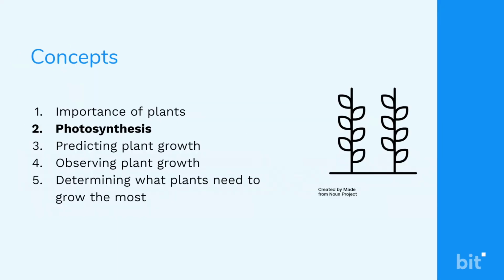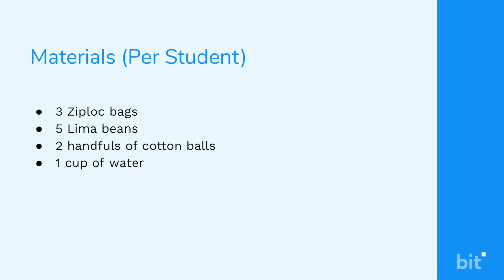Through this activity, students will get to predict plant growth, observe plant growth, and determine what plants need to grow most optimally. The concept of photosynthesis is only introduced to 2nd to 3rd and 4th to 5th graders and not to K to 1st graders. Although this is the slideshow for 4th to 5th graders, you will find versions for other grade levels in the Explore Activities page. This is the list of materials you will need per student for a class of 20 students.